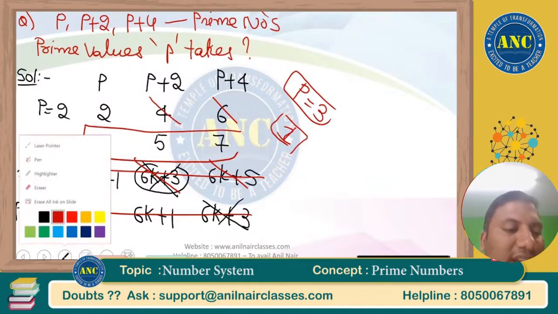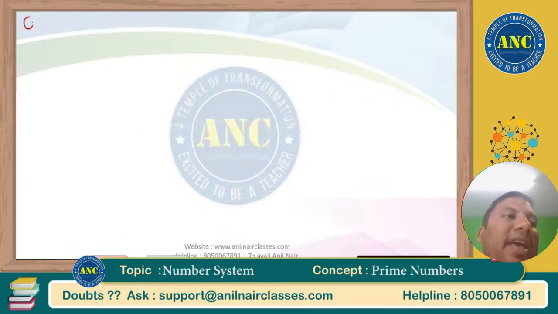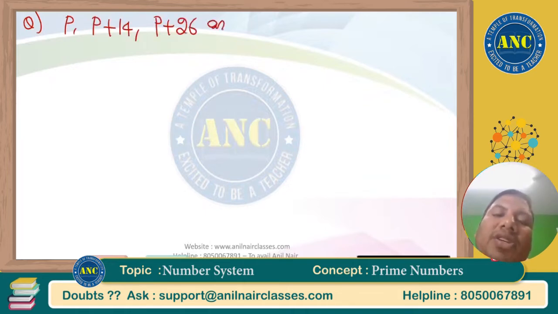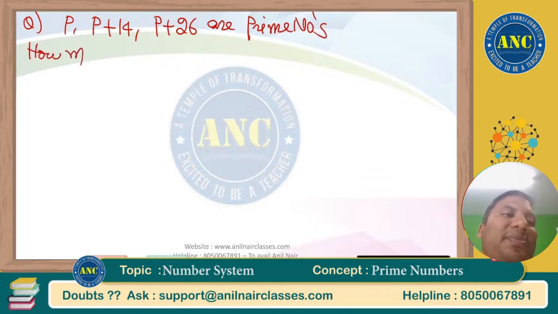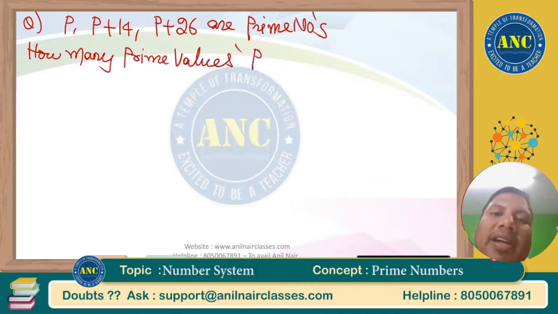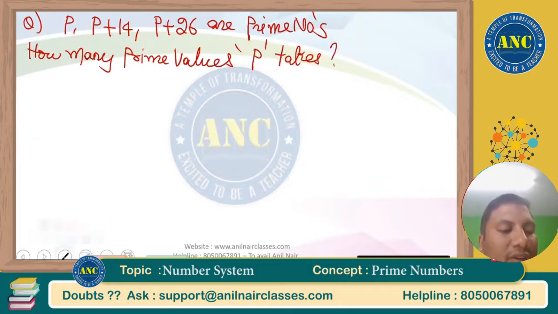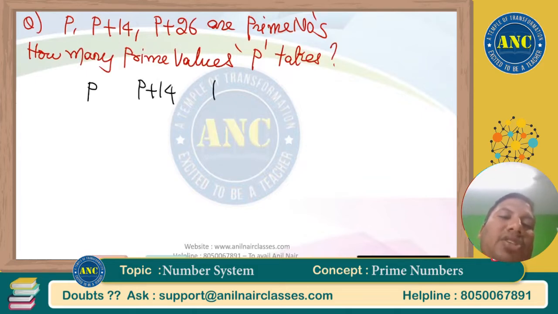Second one. P plus 14 and P plus 26 are prime numbers. How many prime values can P take? Listen carefully, the same idea we will use to solve it. P, P plus 14 and P plus 26.